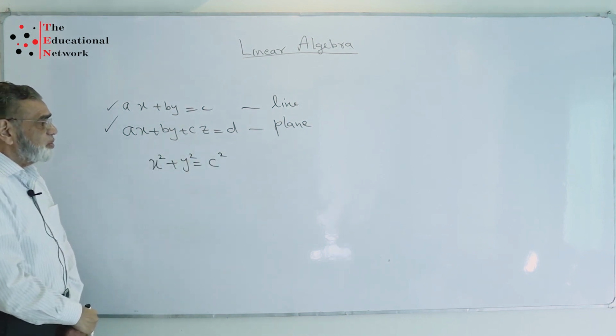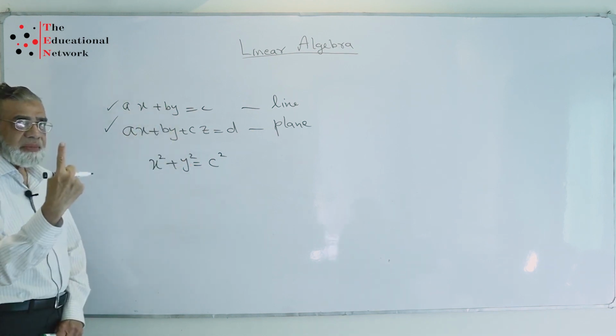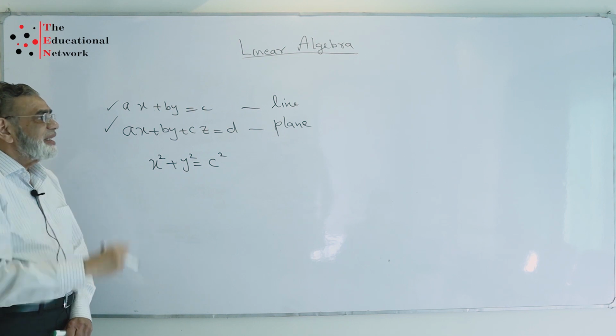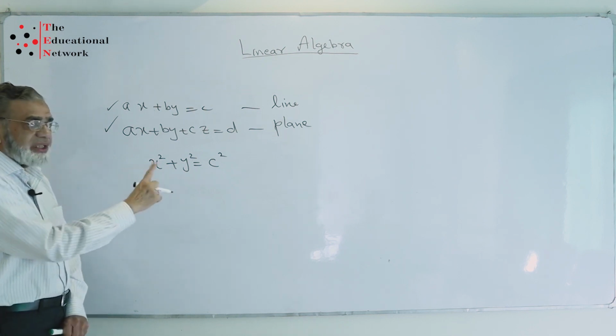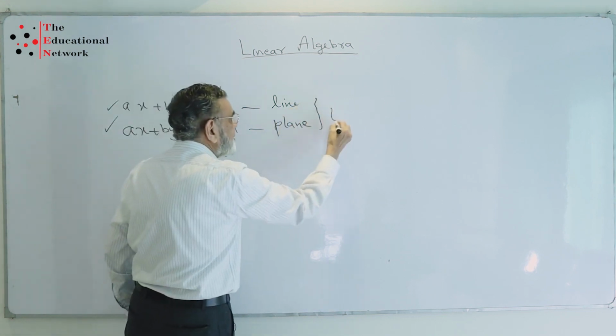What's the difference between these? The power of x and y, the power of a variable, is 1. And if the power of the variable is 1, that means the equation is linear. If it's other than 1, that means it is non-linear. So we say this is a set of linear equations.